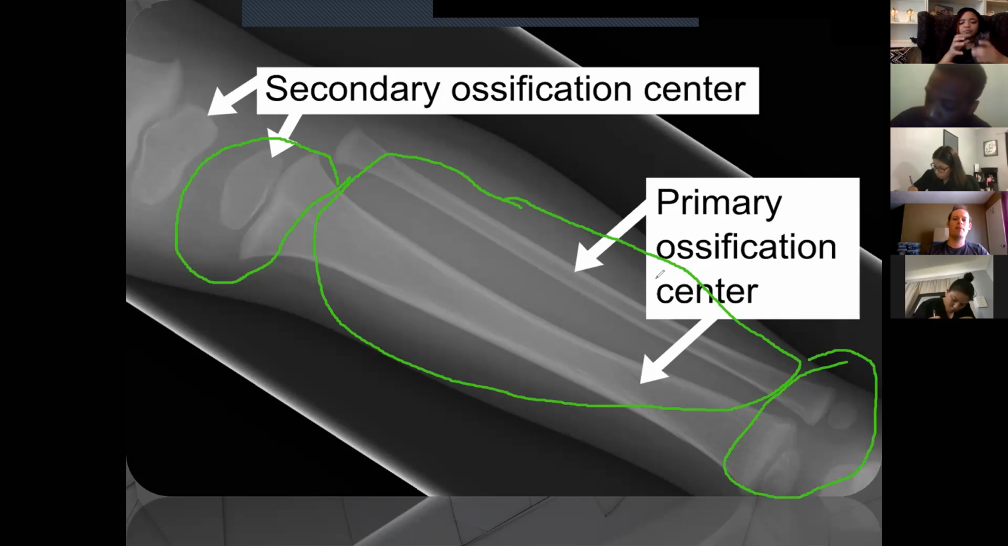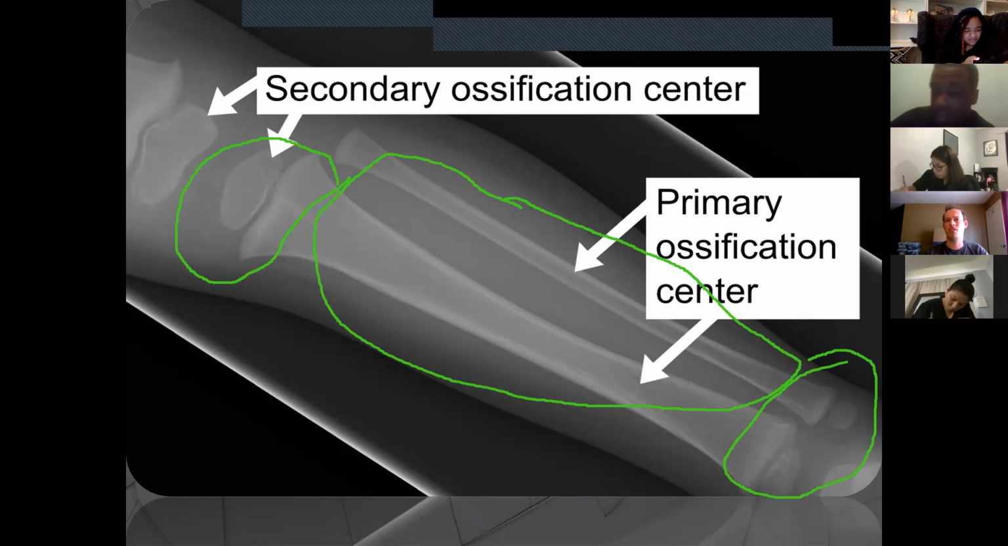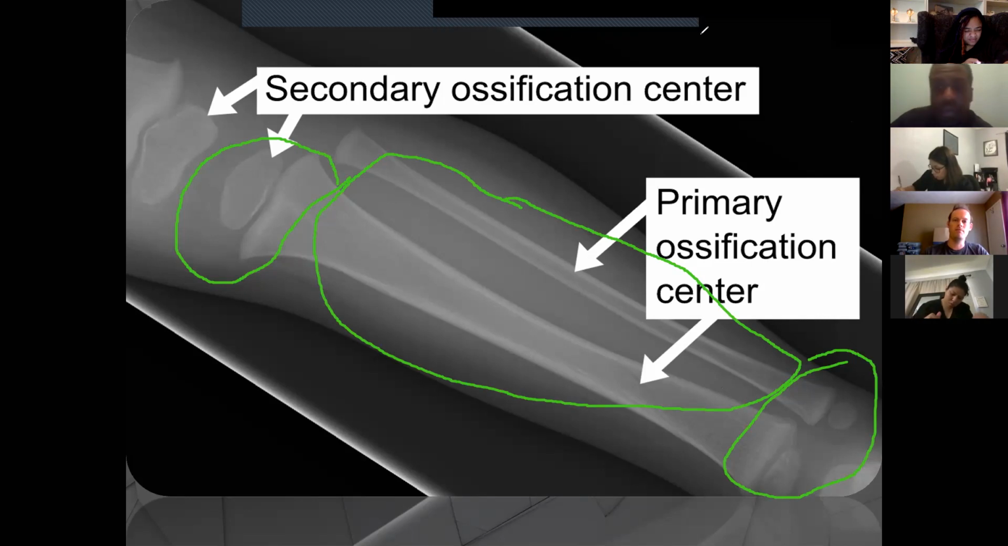So bone is developed primarily in the main shaft, body, or diaphysis. It's formed secondarily at the joints, the ends, or the epiphyses. That's what is referred to as the primary ossification center versus the secondary ossification center. And as a whole, if we talk about both together, it's just simply called ossification.